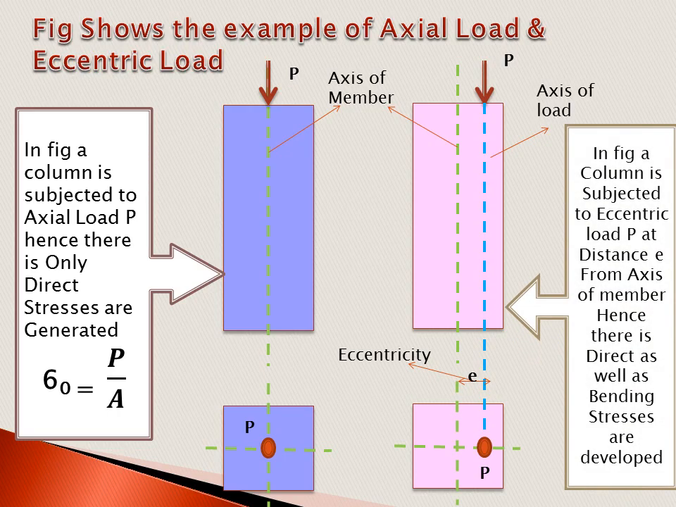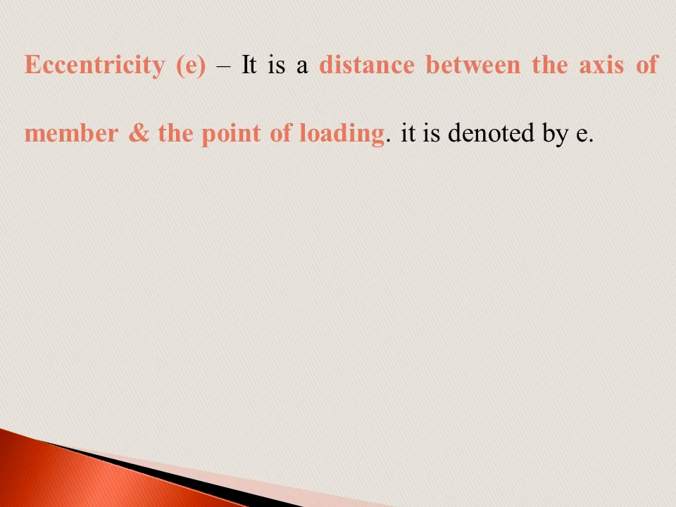Due to this load, in figure, column is subjected to eccentric load P at a distance of e from axis of member, hence direct as well as bending stresses are developed. Now what is eccentricity? It is a distance between the axis of member and the point of loading or axis of loading is known as eccentricity. It is denoted by small e.